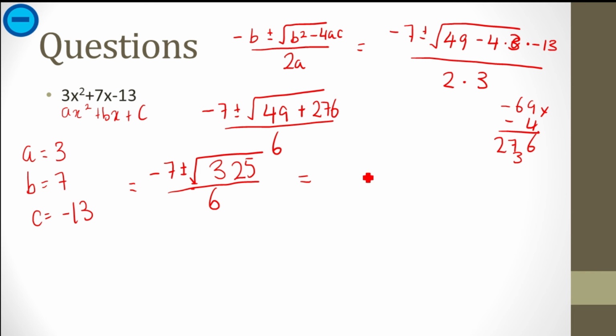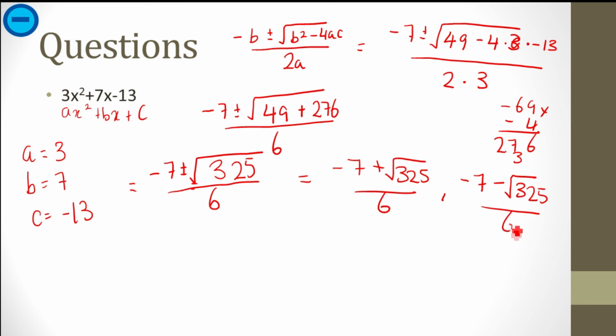So the first one will be minus 7 plus the square root of 325 over 6. Then, next, we have minus 7 minus the square root of 325 all over 6. Now we can get these two values, and let's round it to 2 decimal places, so 2dp.